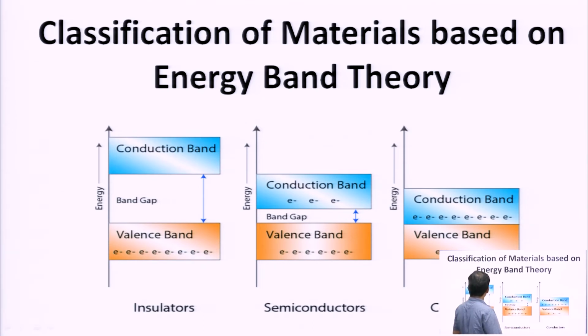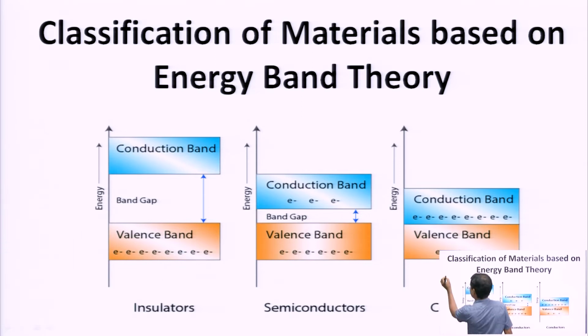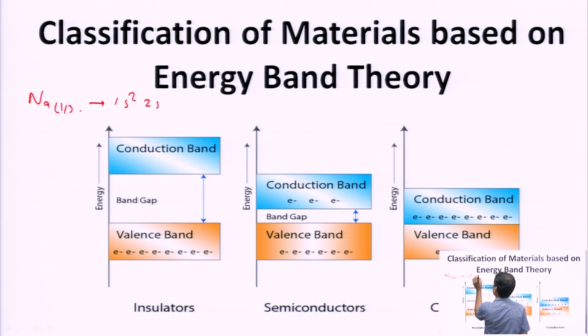On the basis of the energy band diagram, let us say I take an element, suppose sodium, atomic number 11. The electronic configuration of sodium, that is natrium, is 1s2, 2s2, 2p6 and 3s1. This means the valence electron is only 1.